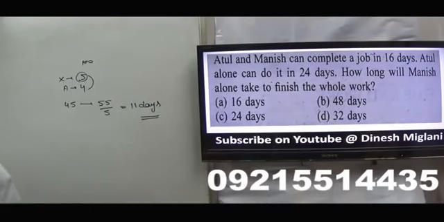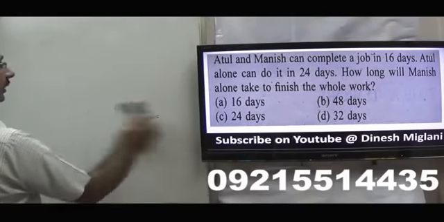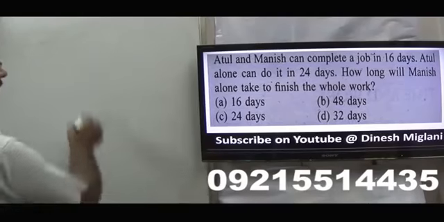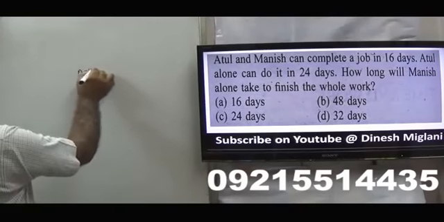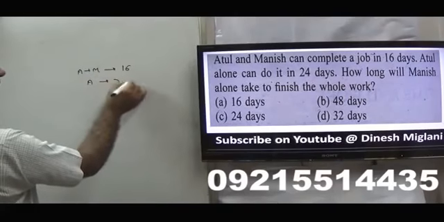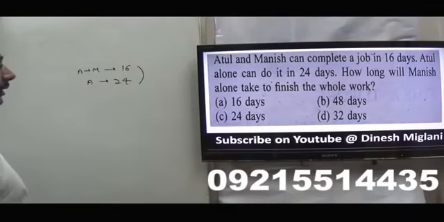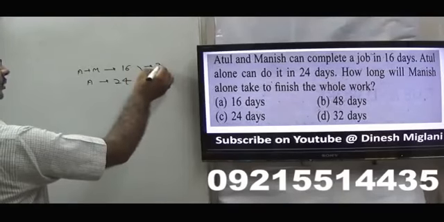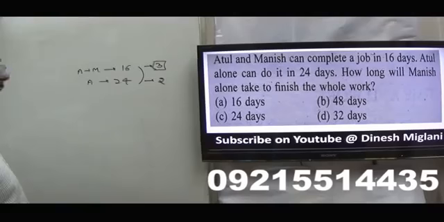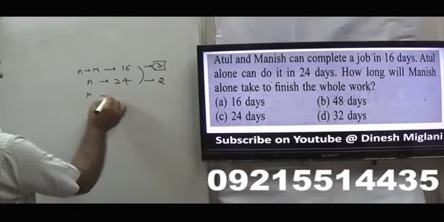Let us take the next problem here. It is given that Atul and Manish can complete a job in 16 days. Atul alone can do it in 24 days. Right? What I can say, I take the LCM. LCM is 48. It means Atul and Manish do 3 work in a day and Atul does 2 work in a day. It means Manish does 1 work in a day.